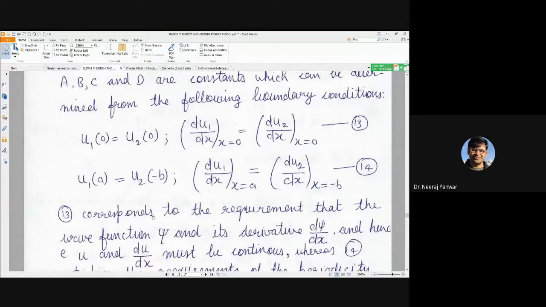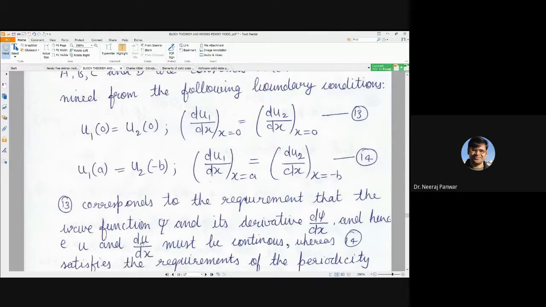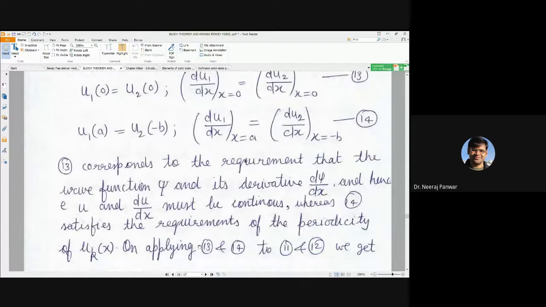This equation corresponds to the requirement that the wave function psi and its first derivative, and hence u and du/dx, must be continuous. These are the requirements for any wave function to be called a Schrodinger wave function, that the wave function and its first derivative should be continuous. Whereas equation number 14 satisfies the requirement of the periodicity of u(kx).